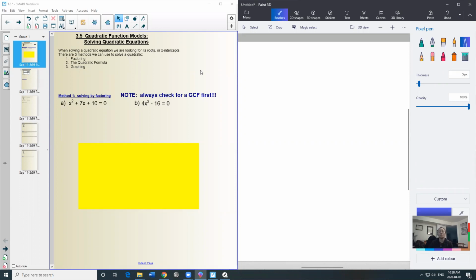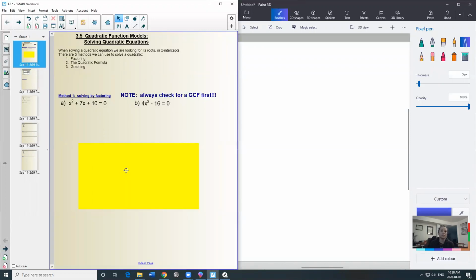There's a whole bunch of ways that we can do it. We've already seen a few of them in class. We can factor, we can graph, or we can use our quadratic formula. So you should have seen most of these in grade 10. We've seen a couple of them already this year, but these are how we solve for a quadratic. Okay, before we actually start, the first method I want to look at is factoring.